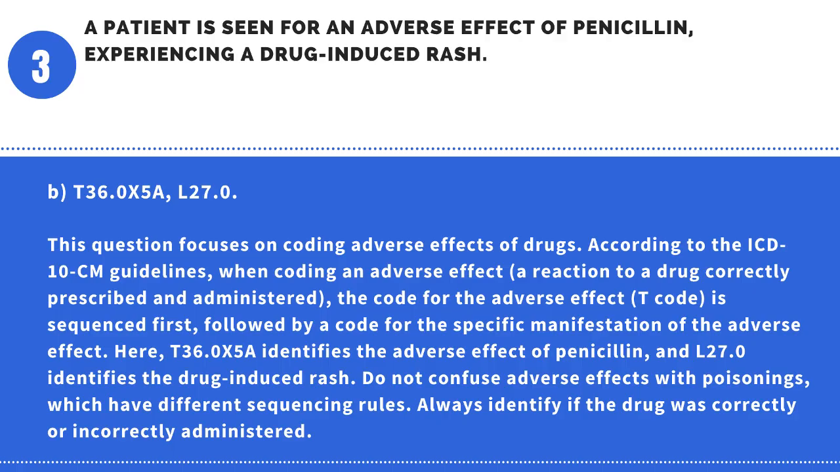According to the ICD-10-CM guidelines, when coding an adverse effect, a reaction to a drug correctly prescribed and administered, the code for the adverse effect, the T code, is sequenced first, followed by a code for the specific manifestation of the adverse effect. Here, T36.0X5A identifies the adverse effect of penicillin, and L27.0 identifies the drug-induced rash. Do not confuse adverse effects with poisonings, which have different sequencing rules. Always identify if the drug was correctly or incorrectly administered.